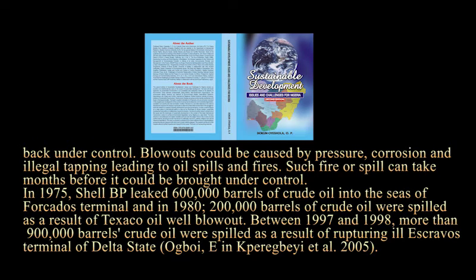Blowouts could be caused by pressure, corrosion and illegal tapping, leading to oil spills and fires. Such a fire or spill can take months before it could be brought under control. In 1975, Shell BP leaked 600,000 barrels of crude oil into the sea at Forcados terminal, and in 1980, 200,000 barrels of crude oil were spilled as a result of a Texaco oil well blowout. Between 1997 and 1998, more than 900,000 barrels of crude oil were spilled as a result of a rupture at the Ilis Skravos terminal of Delta State.